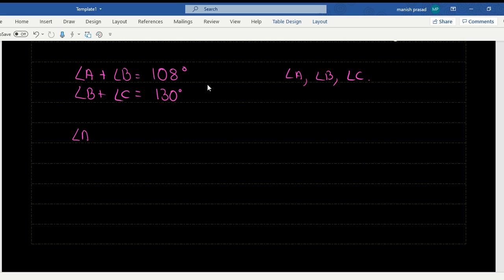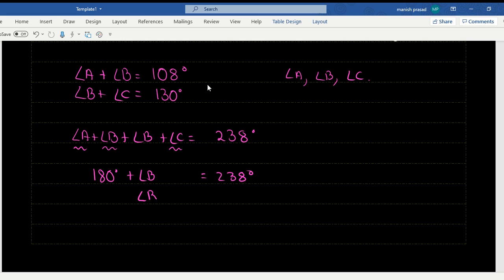If I add both the equations, it would be angle A plus angle B plus angle B plus angle C is equal to 238 degrees. But we know that angle A plus angle B plus angle C is 180 degrees. So 180 degrees plus angle B is equal to 238 degrees. So angle B would become 238 minus 180. That would be, if I'm not wrong, 58 degrees.